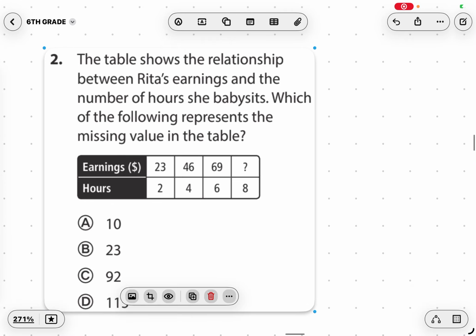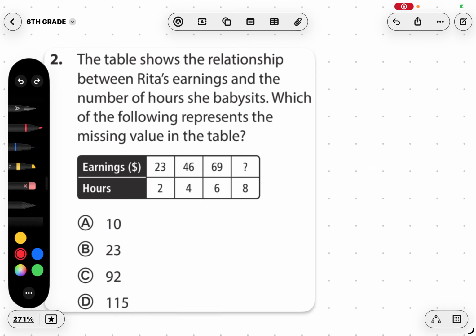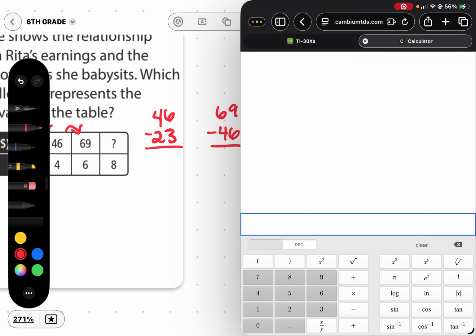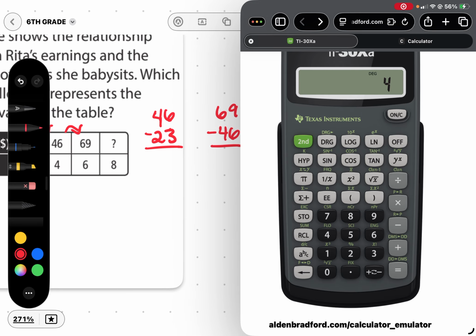On the top, to figure that out, we just subtract. So we could just do 46 minus 23. And that'll tell us what they're counting by. Then the other one, we could do 69 minus 46. Because we need to figure out how much they're counting by each time, or adding by. So we would have to subtract. So let's go to our calculator and do 46. And I'll use the other calculator. Clear it.